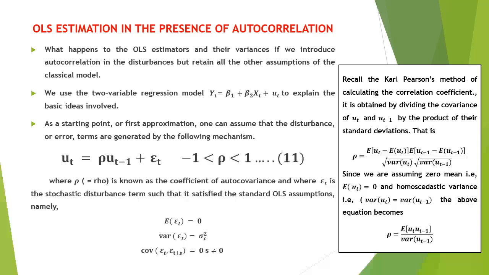Returning to our example, ut is equal to rho into ut minus 1 plus epsilon t, where epsilon t is the stochastic disturbance term, such that it satisfies all the standard assumptions, namely expectation of epsilon t is equal to 0, variance of epsilon t is equal to sigma square epsilon, and covariance of epsilon t and epsilon t plus s is equal to 0. The error term with all these properties is often known as the white noise error term.